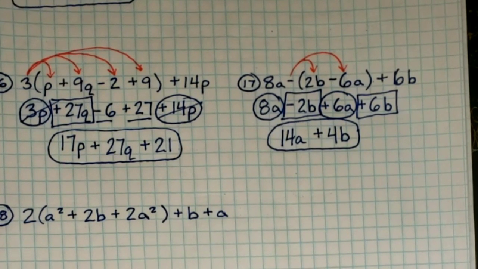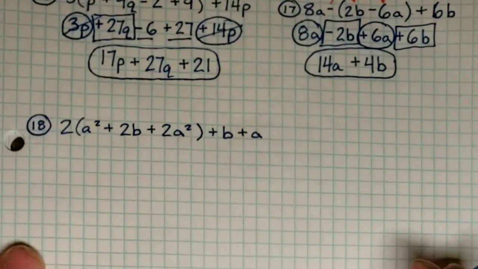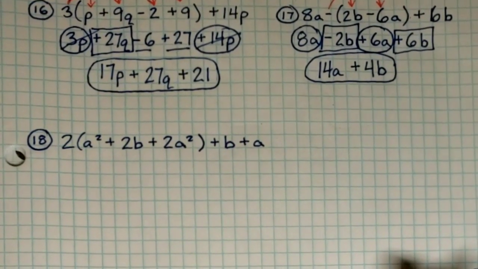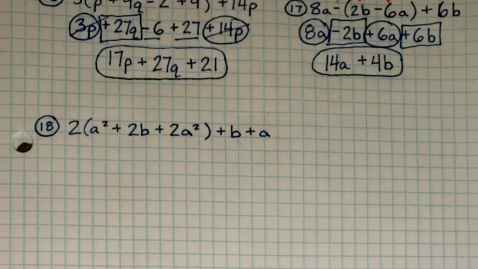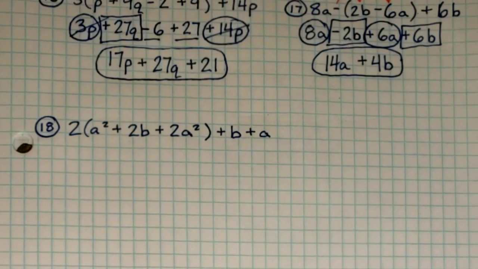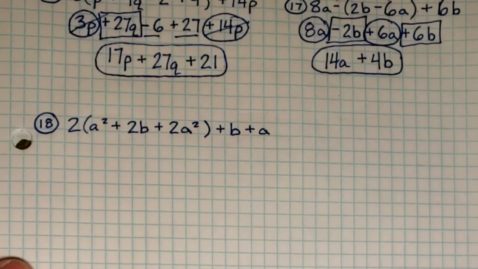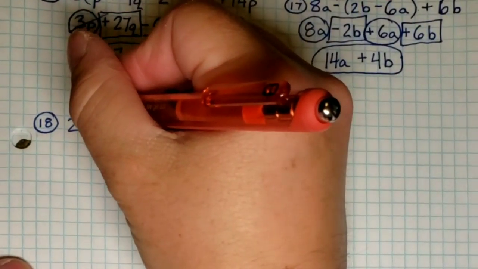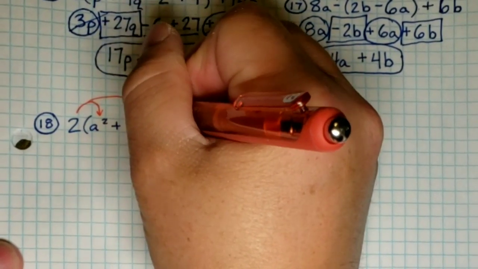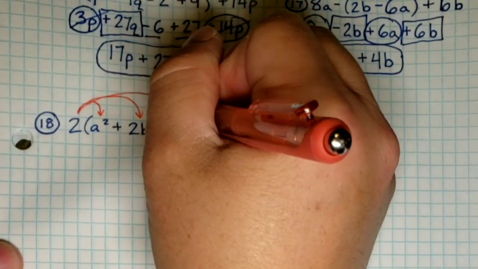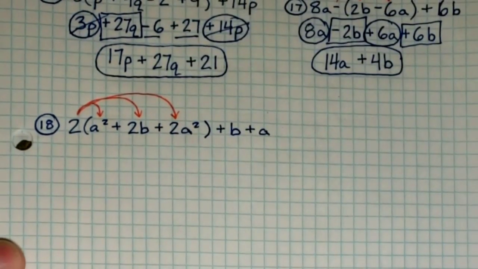All right, one more, and then there's one other little skill I want us to pick up before we leave the notes today. Number 18, 2 times the quantity a squared plus 2b plus 2a squared plus b plus a. So we're going to distribute this 2 to everything inside the parentheses.